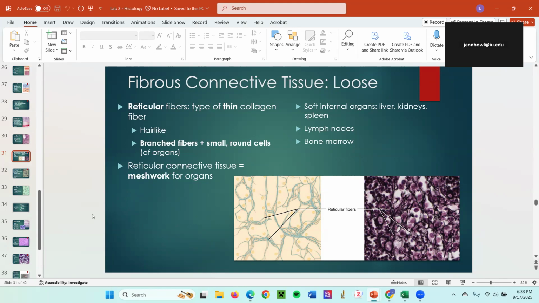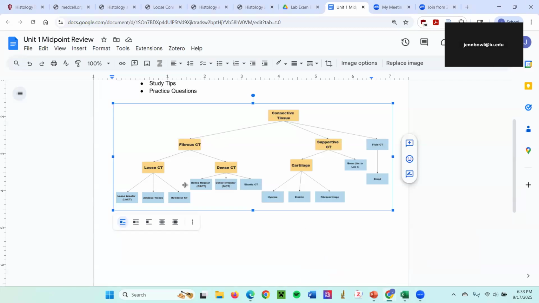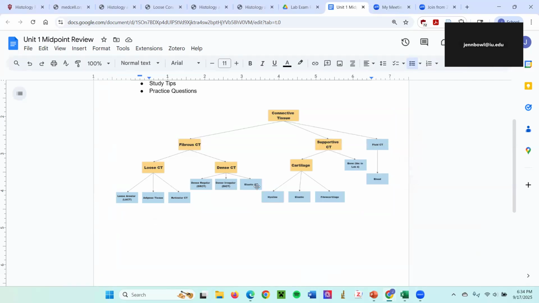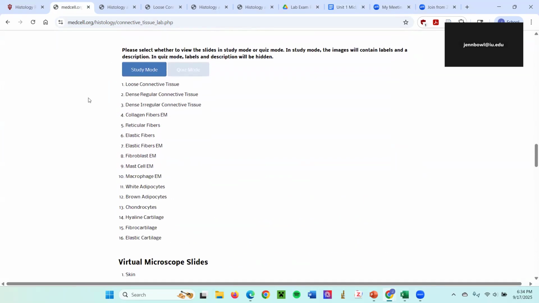But we'll encounter it in organ systems as we study later in the semester. Okay. And then the other area I want to tackle today would be dense connective tissue. So this was the first one we started with. We talked about the difference between regular and irregular connective tissue. And then we also looked at our elastic connective tissue. So for this, I am going to use the static slides.